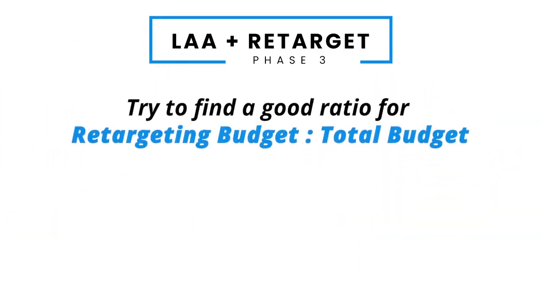You should also try to find a good ratio between your retargeting budget and the budget for your other campaigns, since the size of your retargeting audience will depend on the amount of people that you reach in your other campaigns. We've found that 5 to 10% of the total daily budget is a sweet spot. Use that ratio to scale your retargeting campaign as you scale up your other budgets.